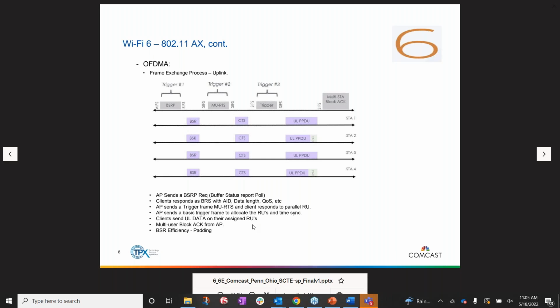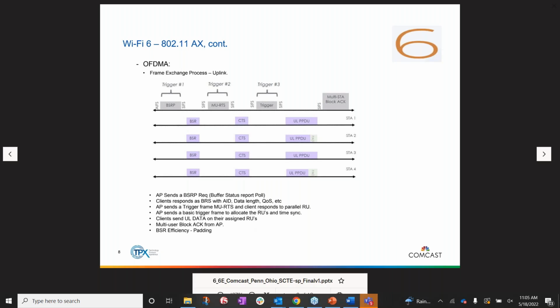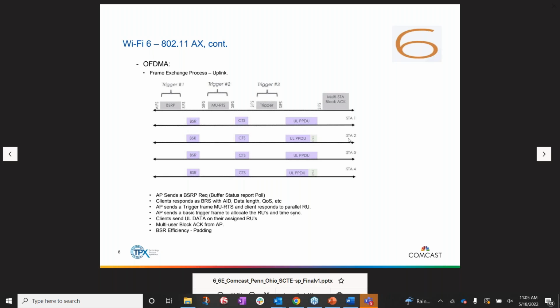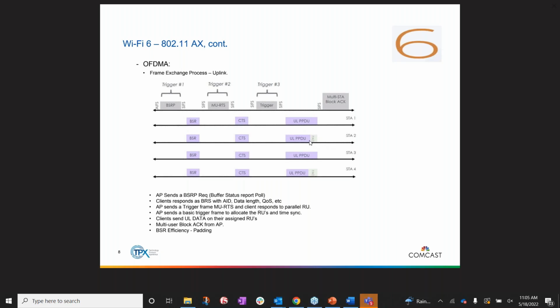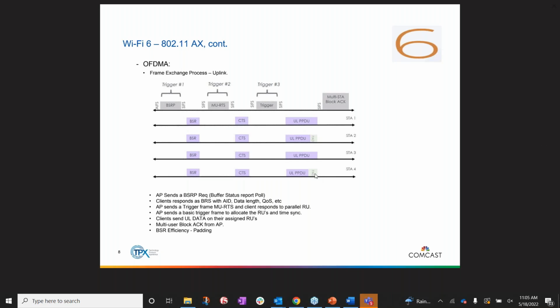The resource units from trigger 1 and trigger 3 are different, because trigger 3 assigns depending on the client's traffic request. So here, if you see, station 1 and station 3 are using uplink PPDU packets, and station 2 and station 4 are also using uplink PPDU packets, but they're using an additional pad there. Here padding means the AP assigns the resource unit to different clients, and all stations should respond back in the same amount of time.